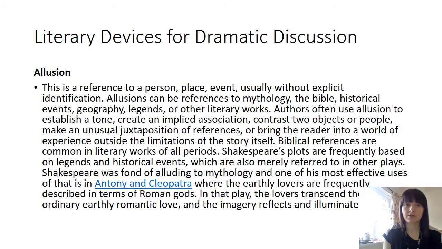Use allusion to establish a tone, create an implied association, contrast objects or people, make an unusual juxtaposition of references, or bring the reader into a world of experience outside the limitations of the story itself. Shakespeare's plots are frequently based on legends and historical events. Shakespeare was fond of alluding to mythology, using it in Antony and Cleopatra and a lot of his plays, okay? And using imagery is what he often does to illuminate the ideas that he expresses in his allusions, okay?